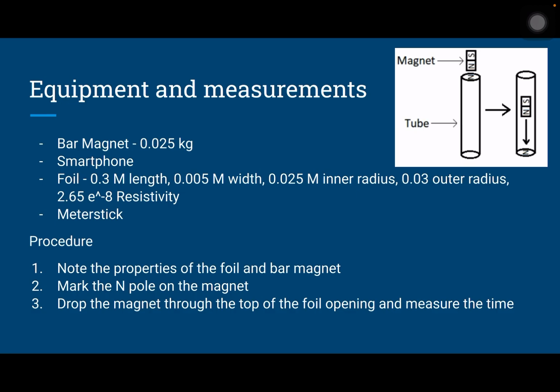In our procedure, we note the properties of the foil and the bar magnet. Then we mark the end pole on the magnet. After that, we drop the magnet through the top of the foil opening and measure the time that it takes to get to the floor.